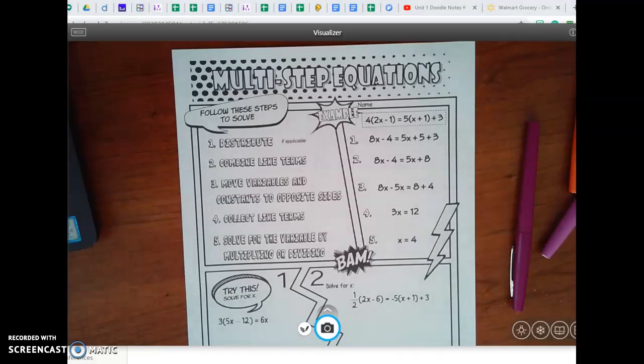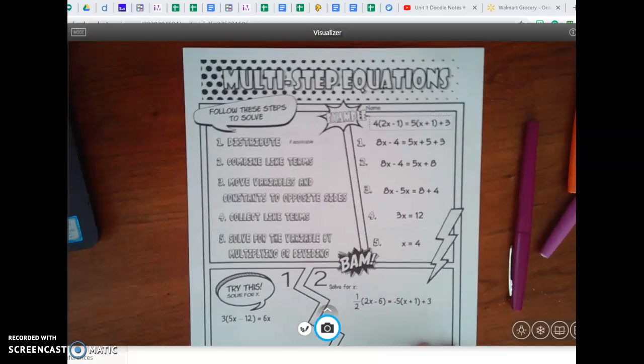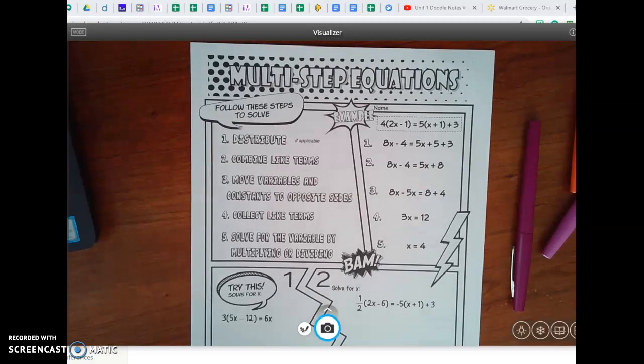So this should be mostly review from last year, and these are kind of fun. We call them Doodle notes, so if you want to color and make them artsy with your Google Canvas, you can. Color in all the different things and designs, you're welcome to do that too to have some fun.